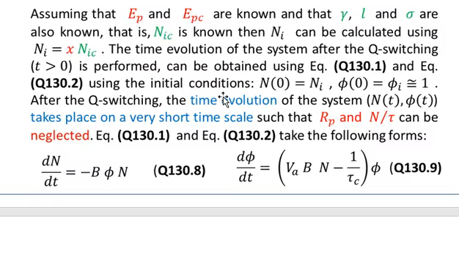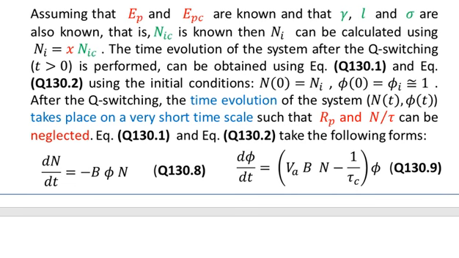So you see that now we are looking to determine the system evolution for the time after the Q switching, that is, at time t greater than 0. It means that we want to use equations 1 and 2 to come out with such a time evolution. And we are using the condition that the population inversion at the Q switching time, that is at time t equal to 0, is equal to Ni, the maximum value of inversion.